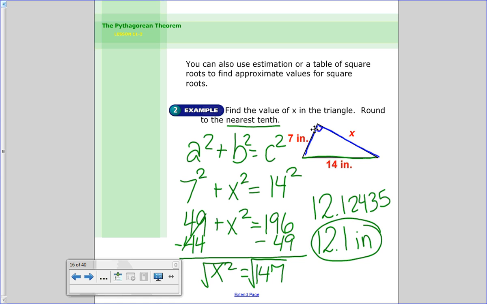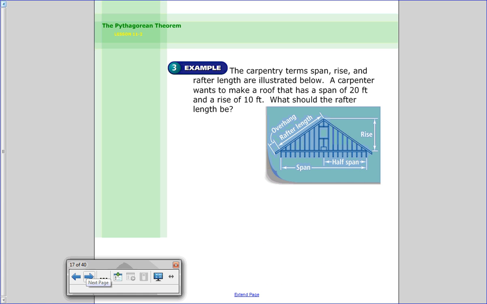There we go. All right, and here's example 3. The carpentry terms span, rise, and rafter length are illustrated below. A carpenter wants to make a roof that has a span of 20 feet and a rise of 10 feet. What should the rafter length be? All right, and they give us this information here, which is really going to help us figure this out. So they want the whole span to be 20 feet. Then they say they want a rise of 10 feet. So you could put the 10 feet here, or it also can be put there. Now, what should the rafter length be?